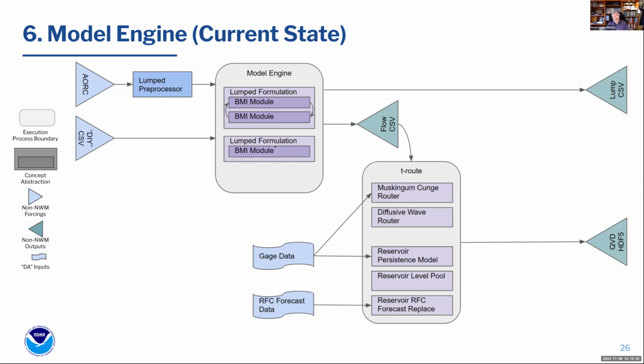It runs the formulations through the model engine. It writes out a flow CSV file that is then read by the T-route channel routing code, which uses either gauge data for a simulation, and it incorporates river forecast center streamflow forecast data from forecast points, reservoirs, etc., and routes that water and puts it into an HDF5 file. It can also write out a lumped CSV file for each model formulation. That's the current state of the model engine.